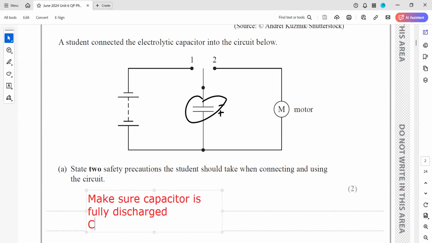And place the capacitor in the right, or use the correct polarity of the capacitor. How do we discharge the capacitor? As you can see, when it is connected to position 1, it is charged. When it is connected to position 2, the capacitor will start to discharge. So we want to make sure that all of the charge is removed from the capacitor and then we handle the capacitor. Because here are the safety precautions.